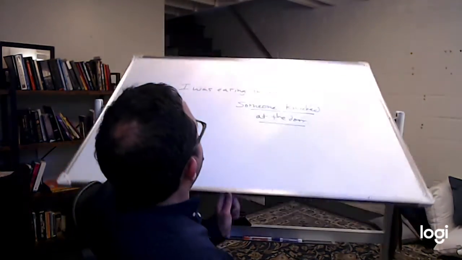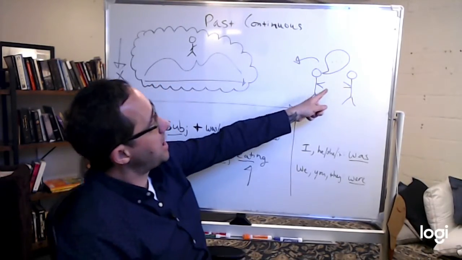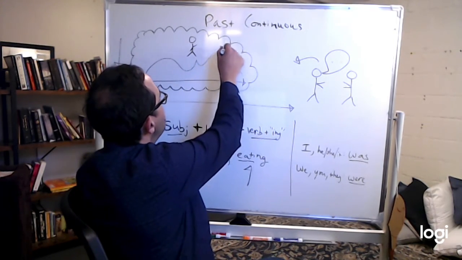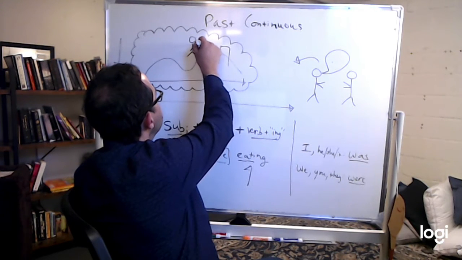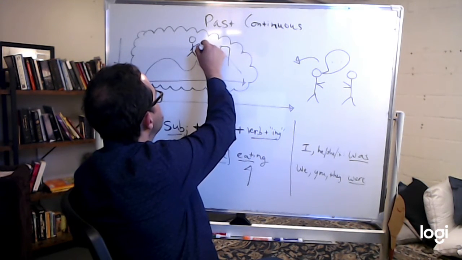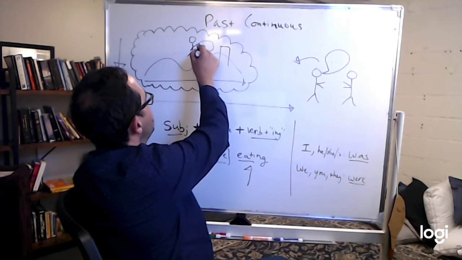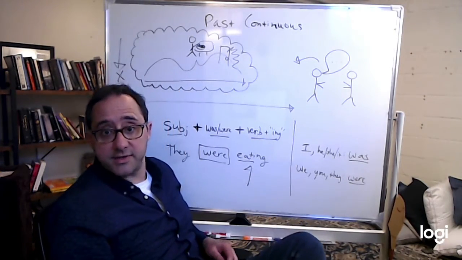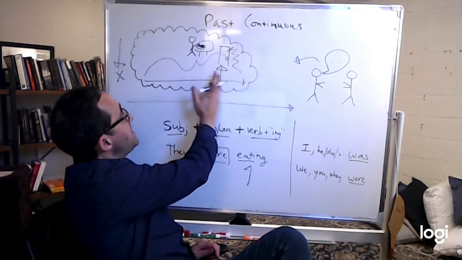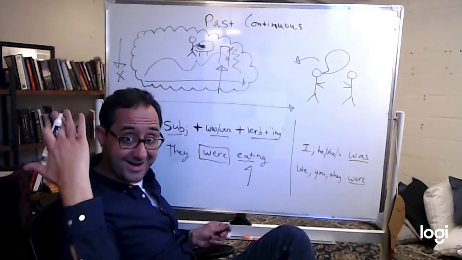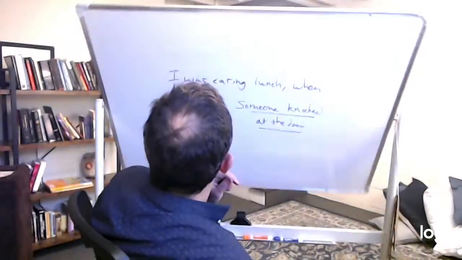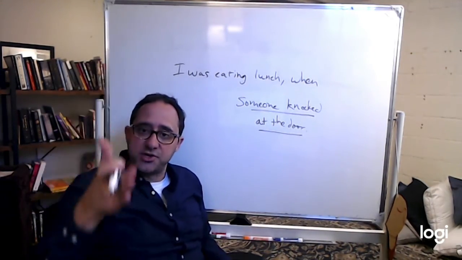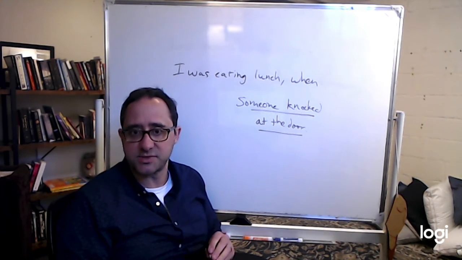Let's look back at our chart here. So I'm talking to my friend and I'm looking backward. I was eating and all of a sudden, let's say I was eating. I've got a fork here and there's a big steak on the plate and I'm at my table. I was eating when someone knocked at the door. This is one instance while you were eating. Can you see how that would work? I was eating lunch when someone knocked at the door. Something interrupted what you were doing. We often tell stories in this way.